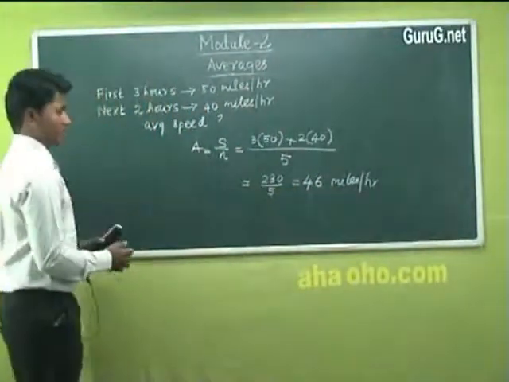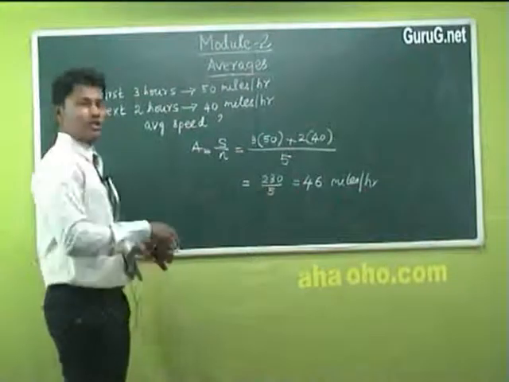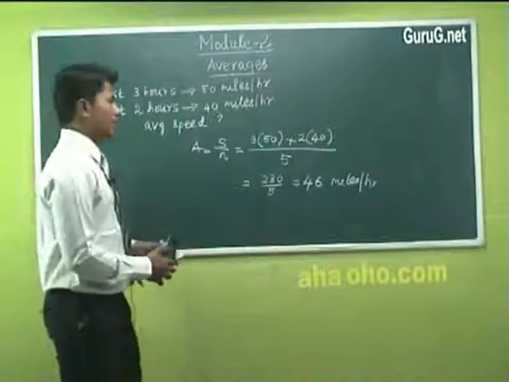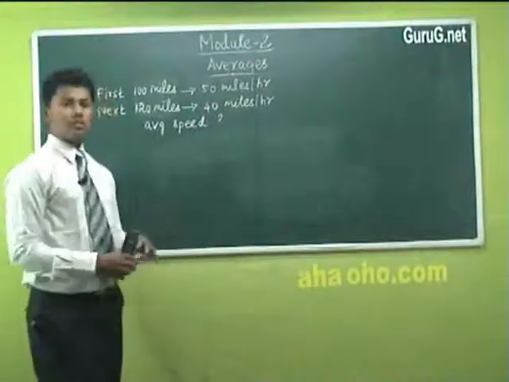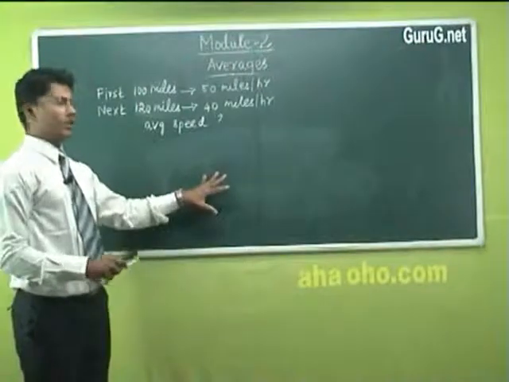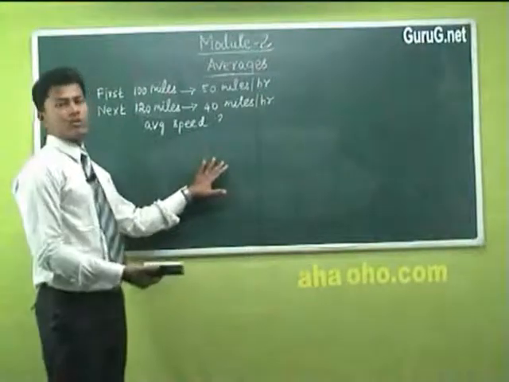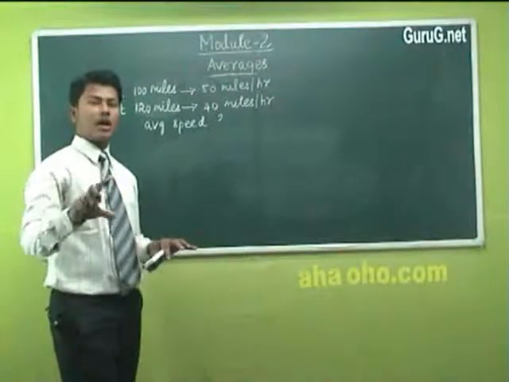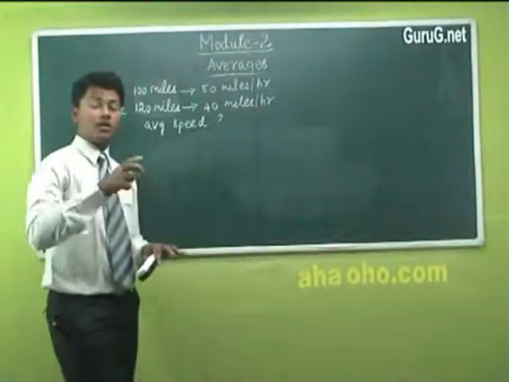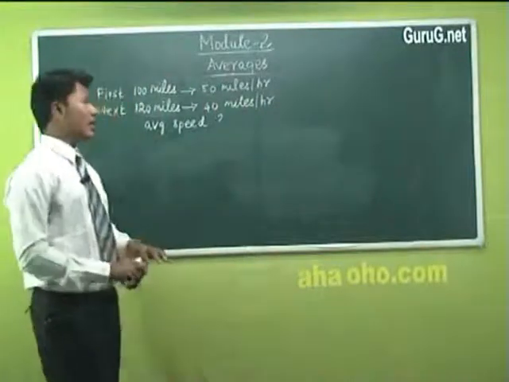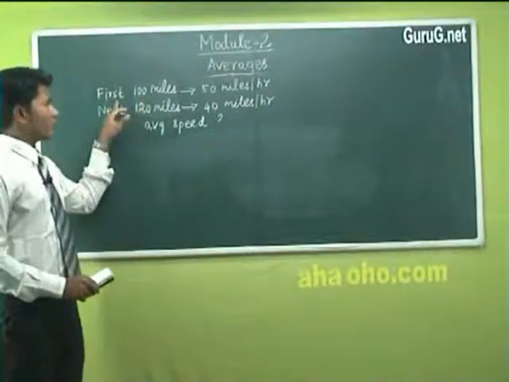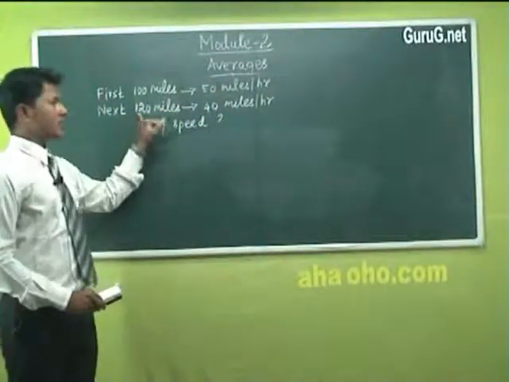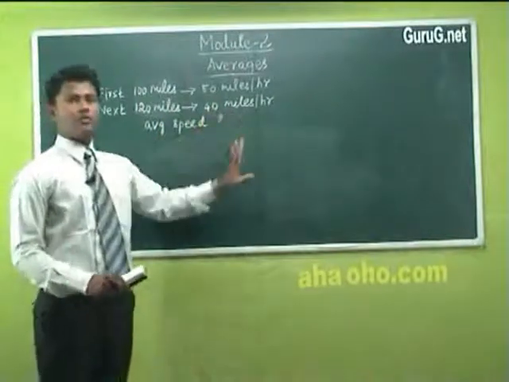Fine. Okay. Now this question can be transformed into a different manner. So we will discuss it in the next problem. There is a small change when you compare this problem and the previous problem. In the previous problem, the average speed for 1 hour and the total time duration was given. In this case, distance is given. For the first 100 miles, your average speed is 50 miles per hour. And for the next 120 miles, the average speed is 40 miles per hour.